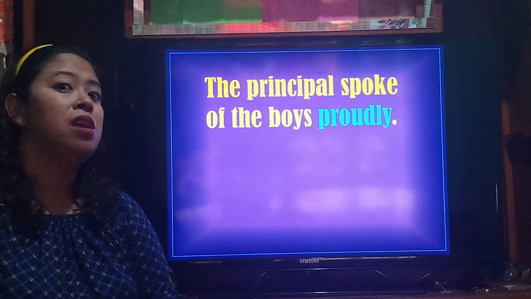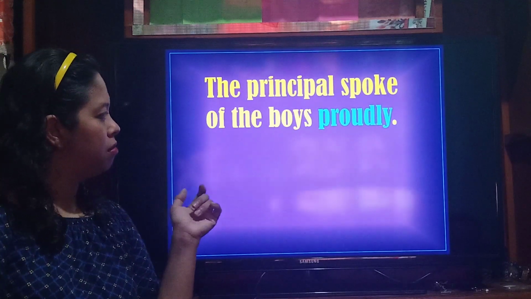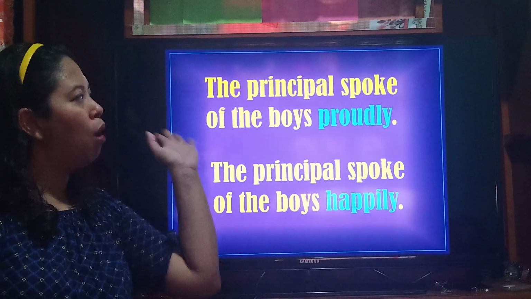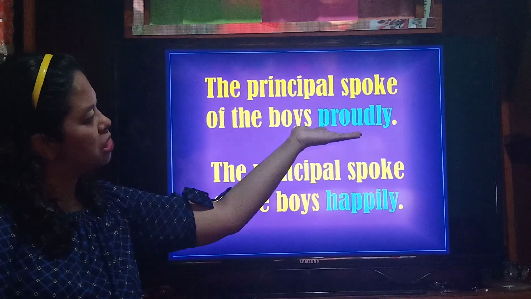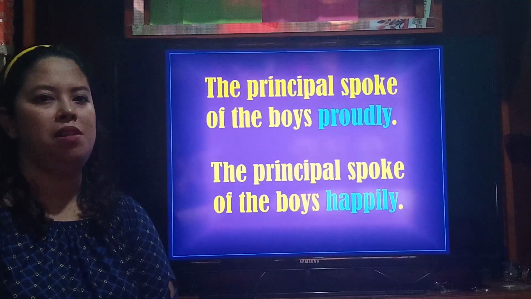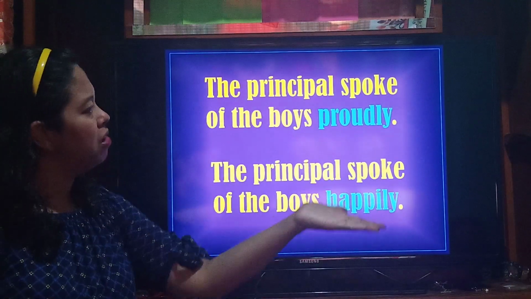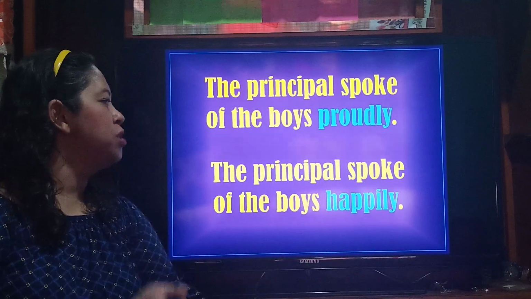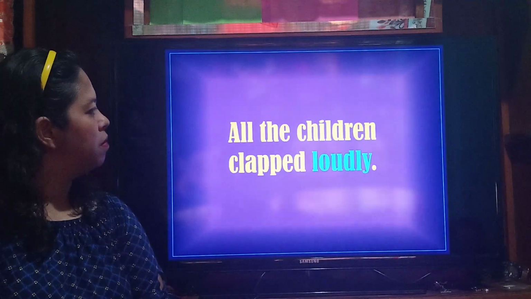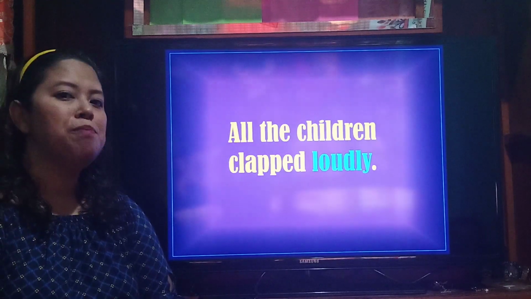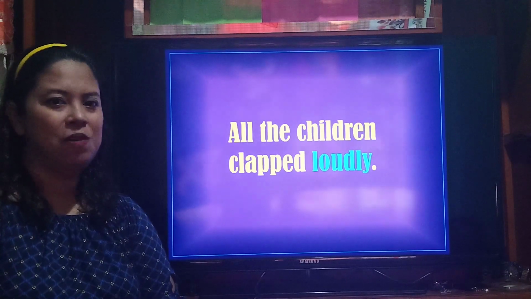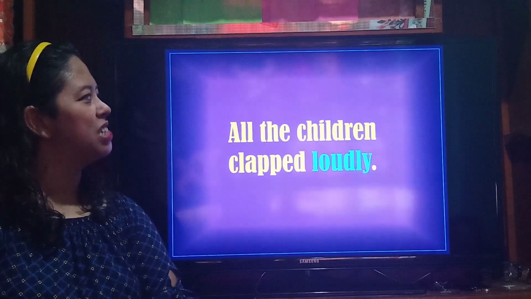But this could also be considered correct: The principal spoke of the boys happily. So both of these describing words can be used to describe the action of the principal. She can speak proudly of the boys, or she can also speak happily about the boys. Let's go to the third sentence. All the children clapped loudly. Did you get the same answer? Oh, that's wonderful. Let's go to our next activity.